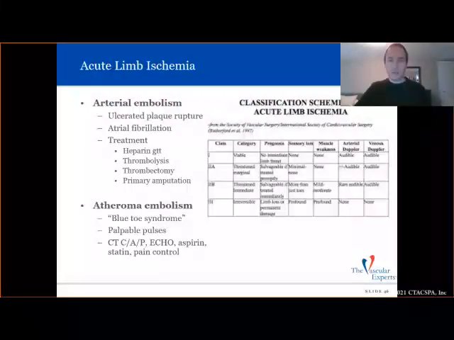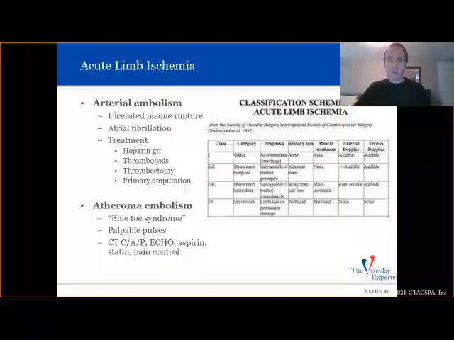primary amputation. And again, here's that graph of the different types of levels of ischemia that Rutherford made out when patients present. So if they have no sensory or motor loss, then they're type 1. You can wait and do your workup and treat them within the week. It's not really urgent.